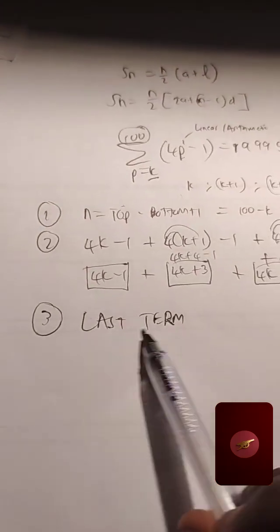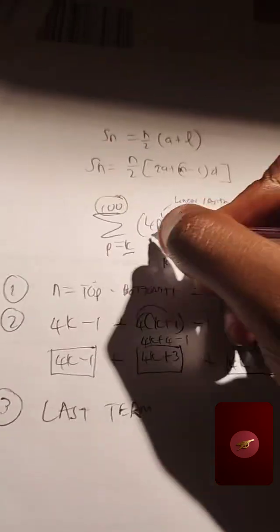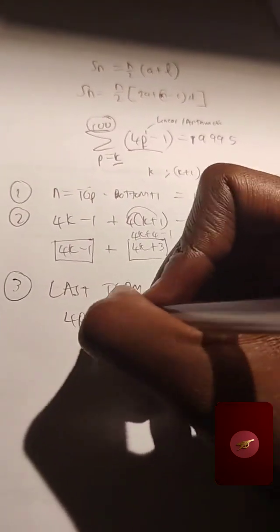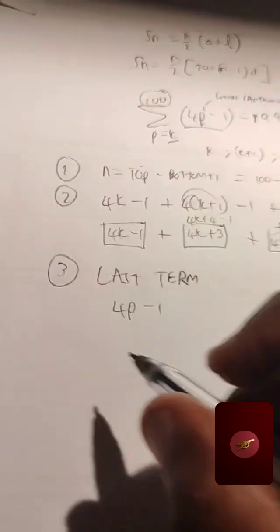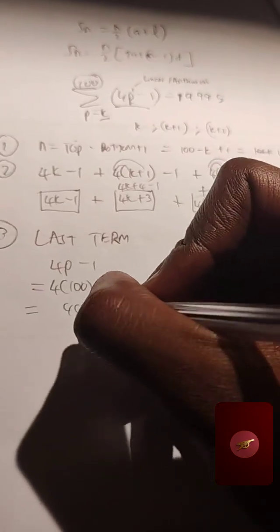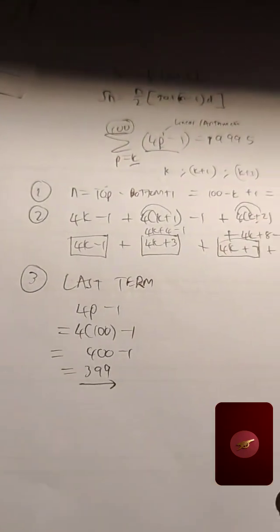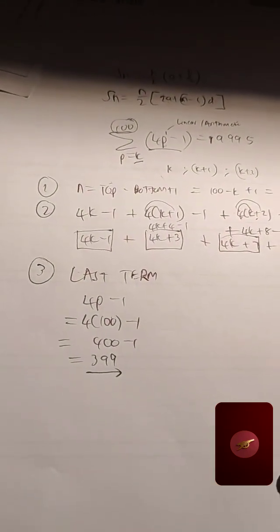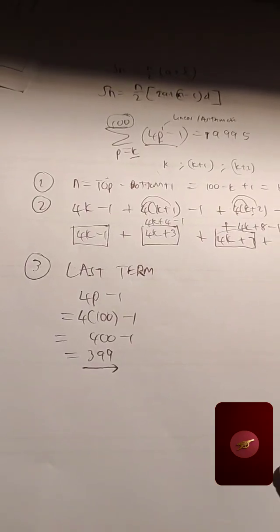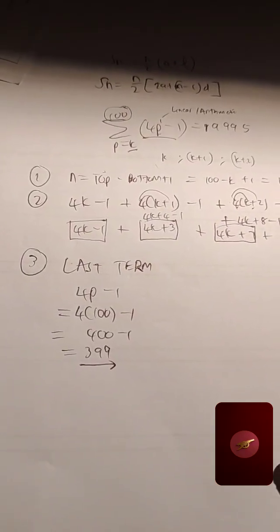So for the last term, you take the expression 4p minus 1. You substitute 100 in the place of p. What do you get? 400 minus 1, 399. Yes. This is the last term of the series.